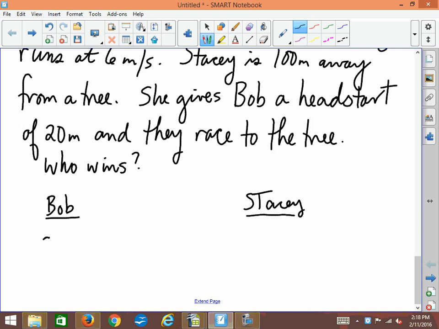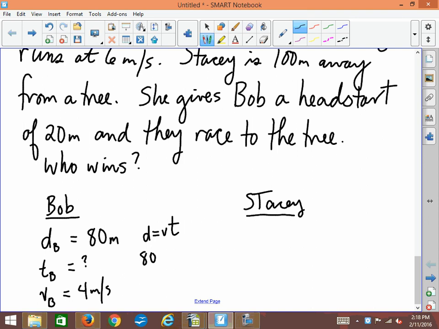And so I know that Bob has a certain distance to run. I'm going to put a little b there, just so I know that's for Bob. And then he would have a time for Bob, and speed for Bob. So I can just kind of put those things in. Now Bob has a head start, so he only has to run 80 meters, right? Because he's at 20 meters ahead. So he's going to run 80 meters. And the time, of course, I don't know his time. That's what I'm trying to figure out. But I know he runs 4 meters per second. So now I can easily calculate for Bob, D equals VT, right? So 80 equals 4T. And so if you divide by 4 on both sides, 20 seconds for Bob.